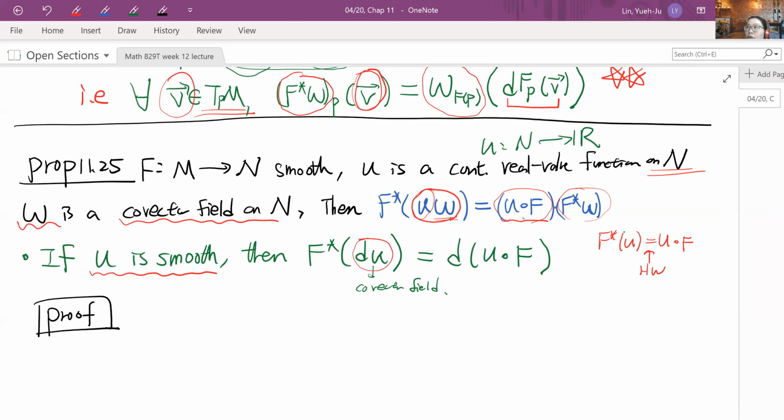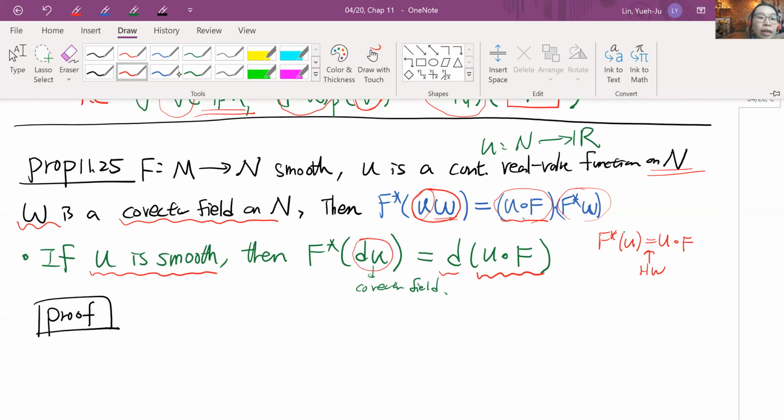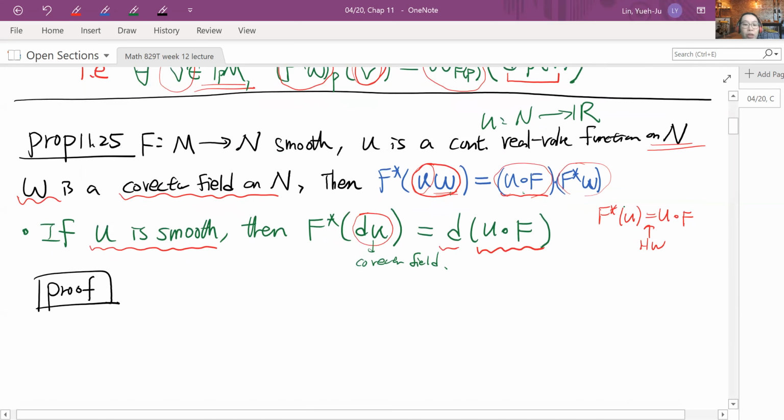If it's a covector field, we can definitely define the pullback, so we can calculate it. Then the pullback of a differential like this, du, will be the differential of the pullback of u, so it will be d of u composed with capital F. All these two equations, we can directly derive by the definition. If you see the proof, it practices the understanding by using the definition.